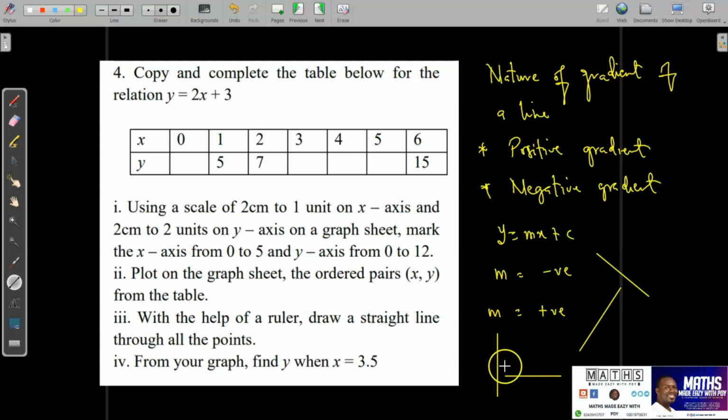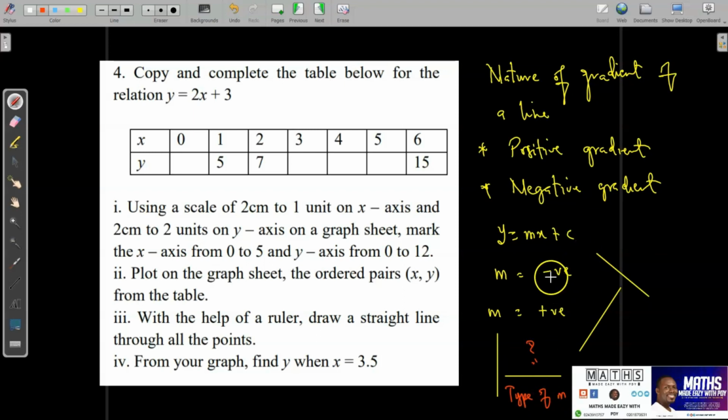What if the line is vertical? And what if the line is horizontal? What kind of gradient are you expecting for these two? That's a question mark I want you to find out for me. Find out the kind or the type of gradient, the type of m.